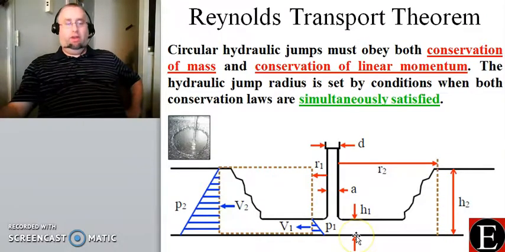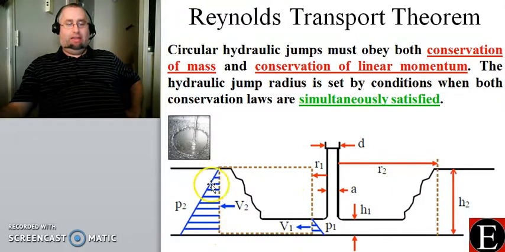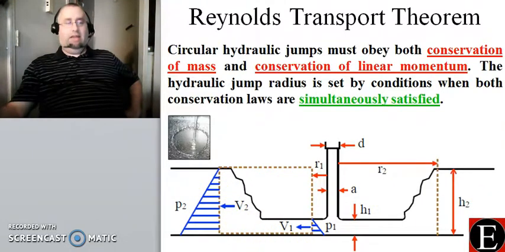H1 is the height of the fluid before the hydraulic jump. H2 is the height of the fluid after the hydraulic jump. Here, of course, this ragged shape is the hydraulic jump itself. And then we have V1, which is the velocity entering this dotted area, which I'll describe in a second, and V2 is the velocity leaving that dotted area. The dotted area itself you probably recognize as a control volume from Reynolds transport theorem analysis, and the dotted line is essentially the control surface of that control volume.